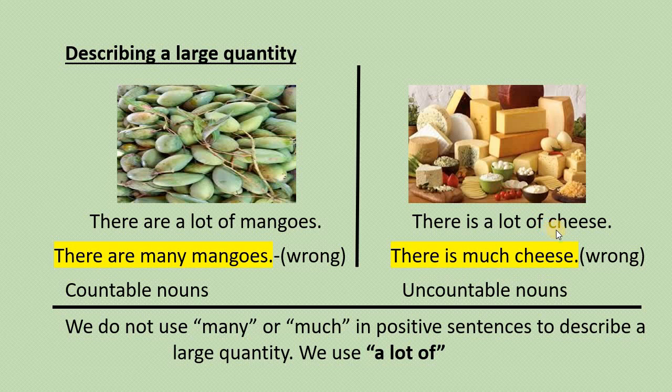And for an uncountable noun, we use there is a lot of cheese. Is only here because it is uncountable. Our noun here is singular, but the same, guys, we use a lot of. There are a lot of mangoes. There is a lot of cheese.